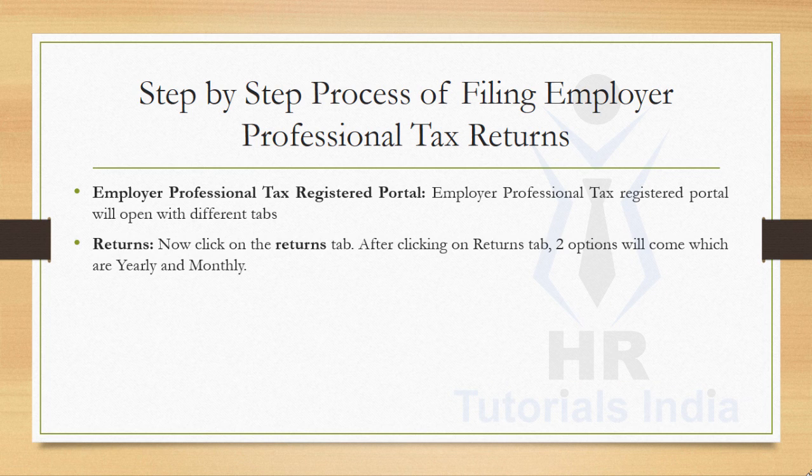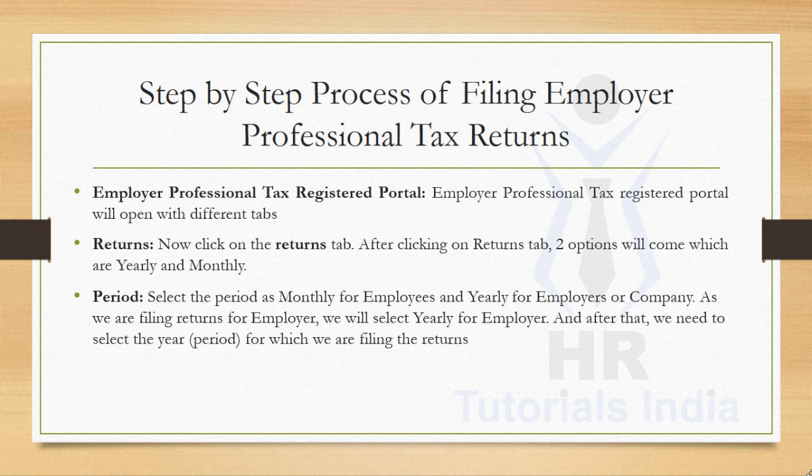Returns. Now click on the Returns tab. After clicking on the Returns tab, two options will come, which are yearly and monthly. Period: select the period as monthly for employees and yearly for employer or company. As we are filing returns for the employer, we need to select yearly, and after that we need to select the period yearly.